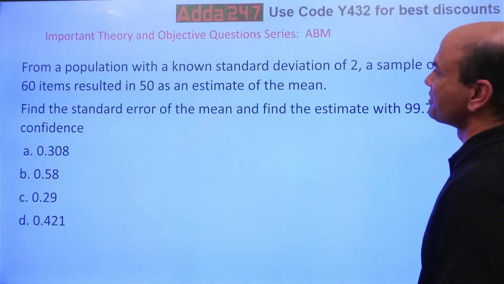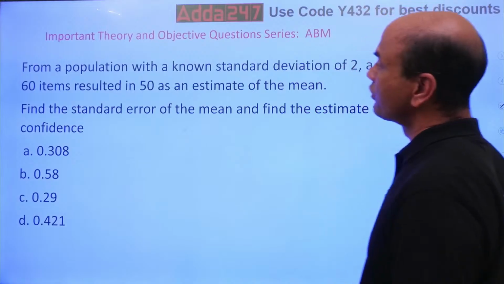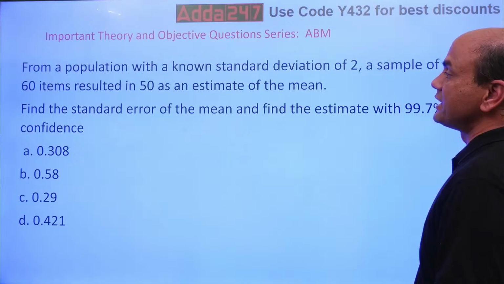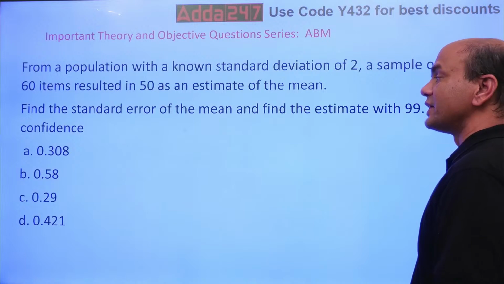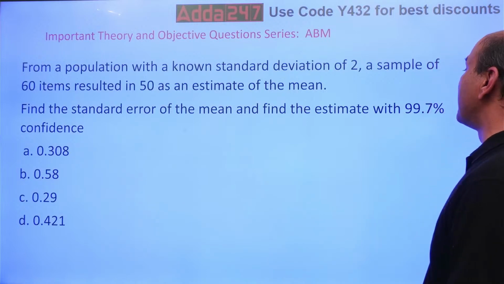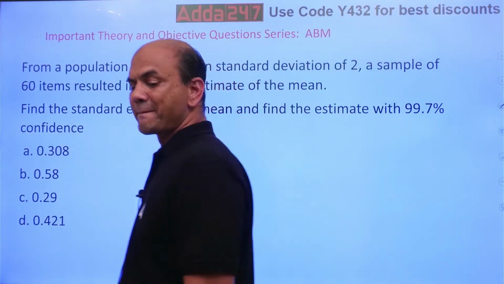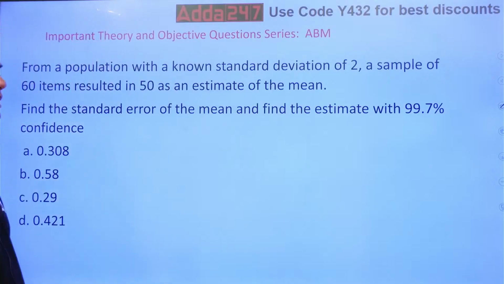Next one. Similar one, but now the question is different. From a population with a standard deviation of 2, a sample of 60 items resulted in 50 as the estimate of the mean. Find the standard error of the mean and find the estimate with 99.7% confidence. Now you try. I'll just give you one hint: all the answers are wrong.